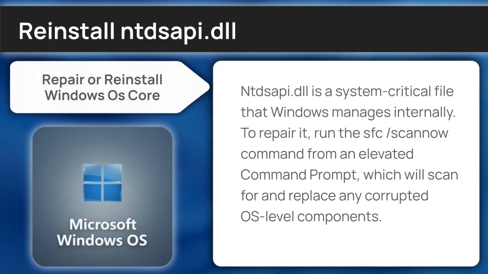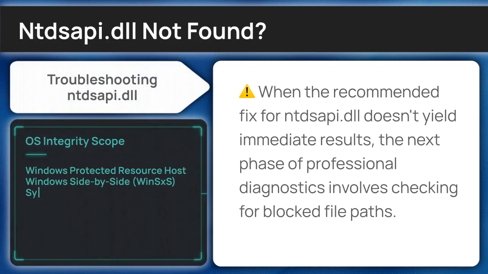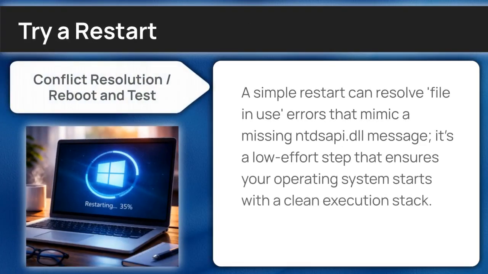To repair it, run the sfc /scannow command from an elevated command prompt, which will scan for and replace any corrupted OS-level components. If the installer was unable to bridge the gap, we will move to phase 2 of our diagnostic to refresh the system's memory. Performing a restart can determine if the error is just a transient environment glitch. A reboot refreshes your system's path variables and can sometimes re-establish a broken link to the Ntdsapi file.